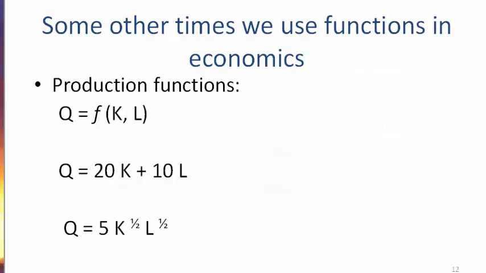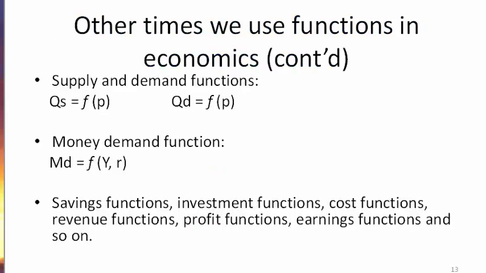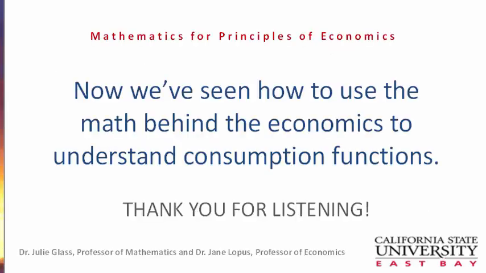Other times we use functions, commonly we talk about production functions, where output is a function of the amount of capital and the amount of labor used in the production process. Here are two examples of production functions. The second one is an example of a Cobb-Douglas production function, which is common. Other examples of functions in economics: supply and demand functions, money demand functions, and there are several other examples listed here.